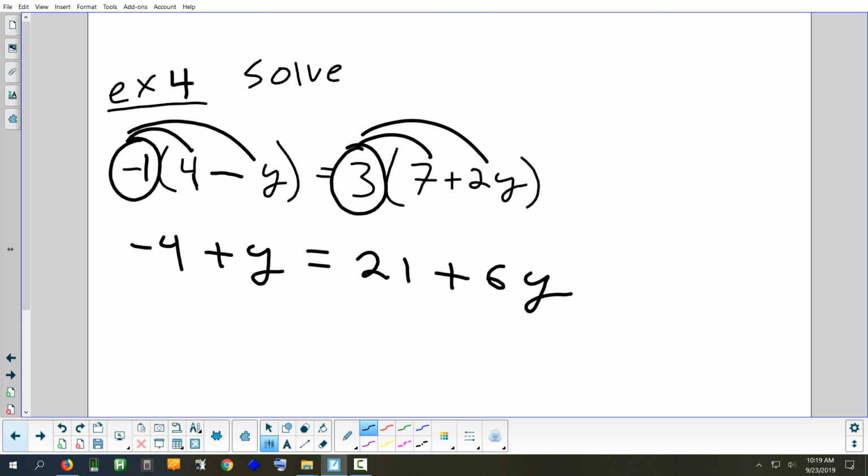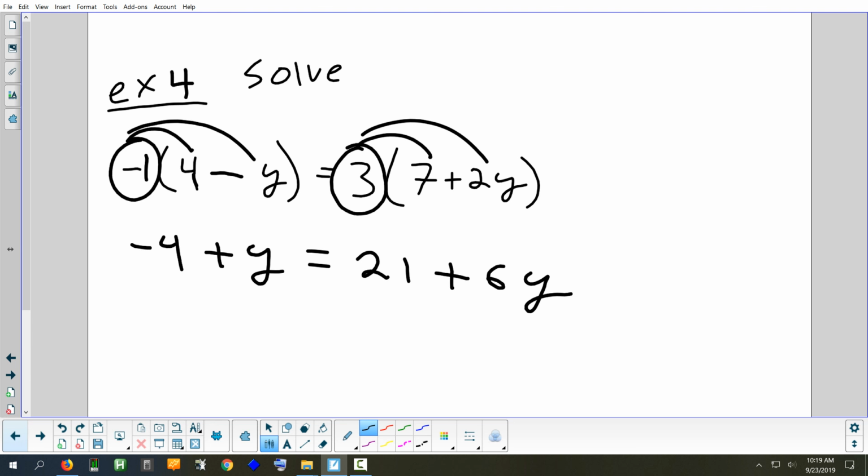No. I've got a number, and then I got a letter. Nope, can't do anything with those. I've got a number, and then a number with a letter. Nope, can't do anything with those. So there are no like terms on the same side. Now we've got to move stuff from side to side.